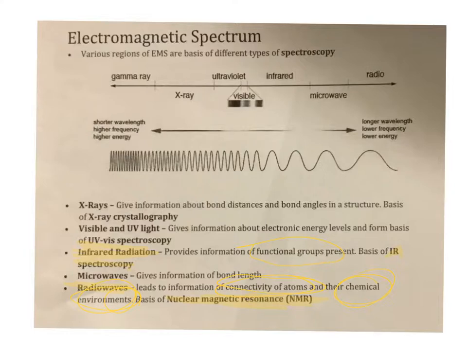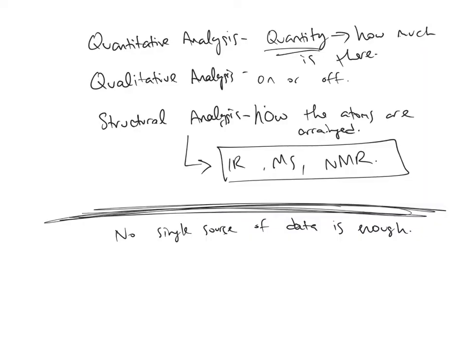NMR, nuclear magnetic resonance spectroscopy, uses radio waves, right? It uses radio waves in conjunction with an electromagnet to probe the living environments, as it were, of all the hydrogens in a molecule or any other atom with an odd number of particles in its nucleus. So yeah, that's that. Be familiar with those.